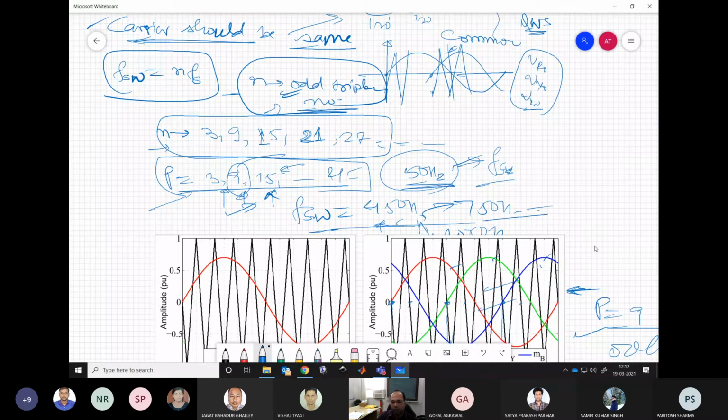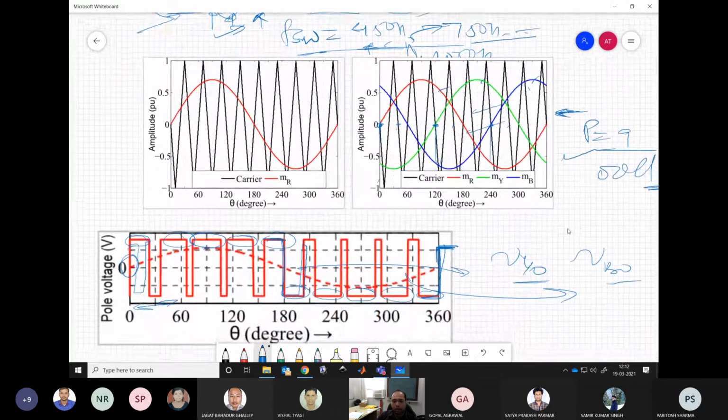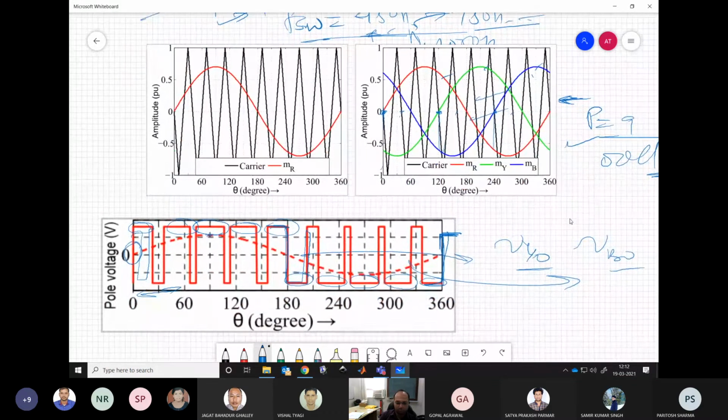It will keep on going further. So some examples we saw where we have one modulating signal and the carrier and how the pole voltage is generated. So this is how the width is changing throughout the waveform. And then we have a fixed switching cycle that we can say.